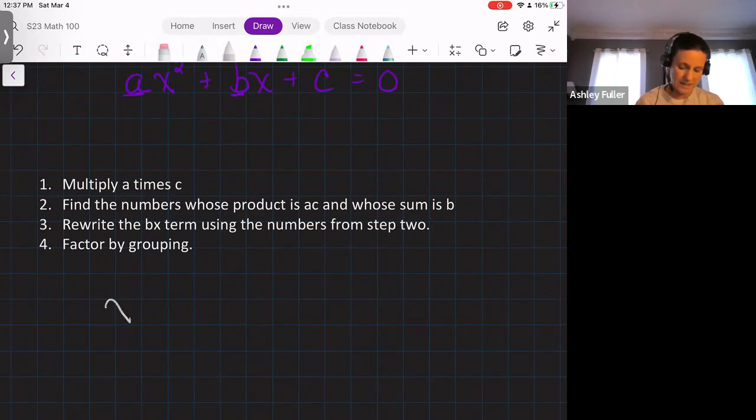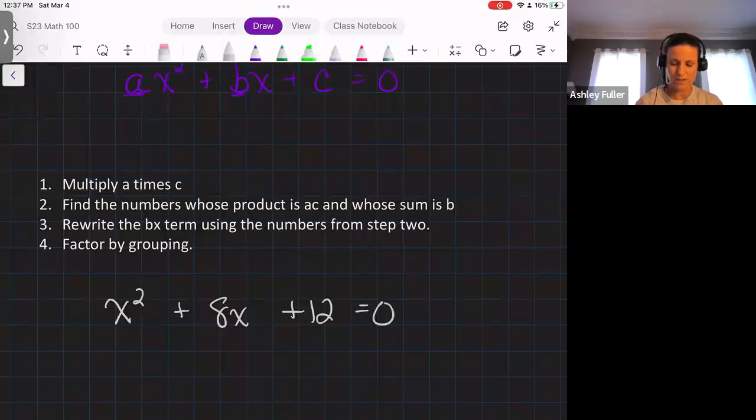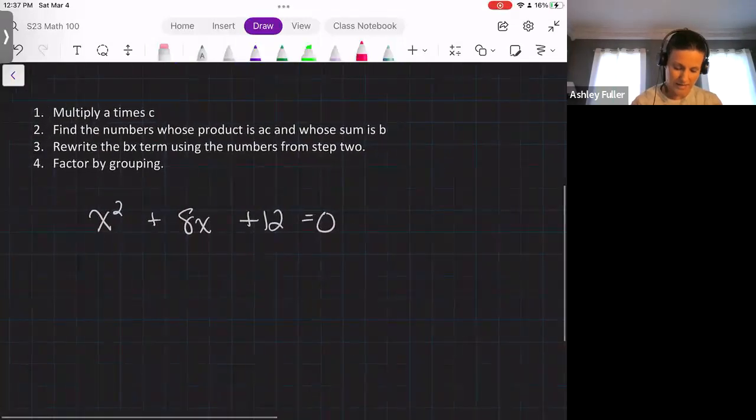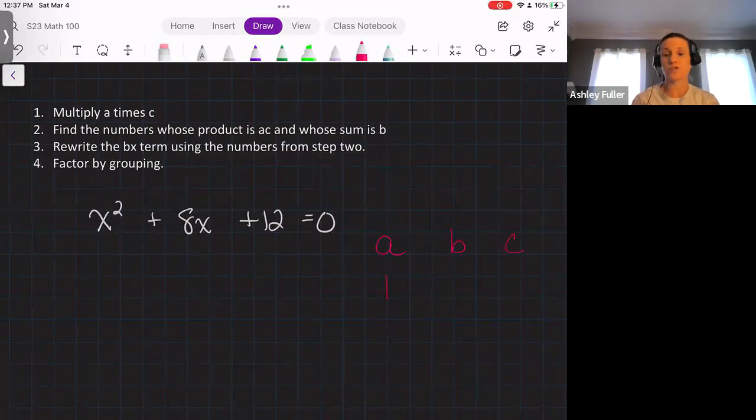If I have something like x squared plus 8x plus 12 equals 0, and I wish to factor it, in other words, I want to find the two terms that I can multiply together to get that polynomial, the first thing I'm going to do is list my a, b, and c values. A in this case is 1. Notice there's no variable included in a, b, and c. B is 8, and c is 12.